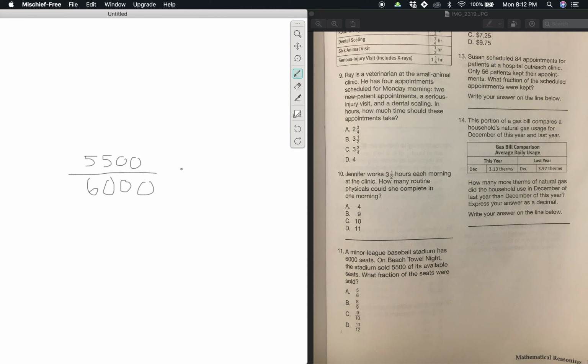We know, for example, 1,000 goes into 6,000 evenly, but it goes into 5,500 not evenly. It goes in 5 times, and you have 500 left over. So we know that 500 goes into both of these evenly, okay? Because if we're counting by 500: 500, 1,000, 1,500, 2,000, etc. So what we will do here is 5,000.